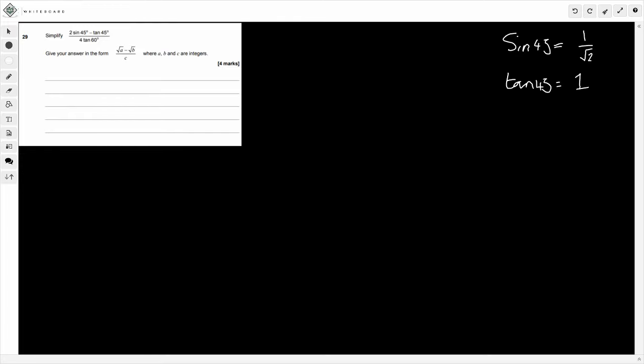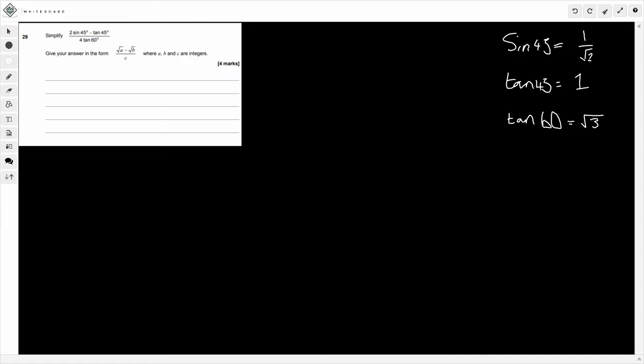And then finally, tan 60. This one's a little bit trickier to remember. Tan 60 is just root 3. So square root of 3. So these are the three angles that we need. Now we have 2 sine 45. So sine 45 is 1 over root 2. Now the 2 times this is a bit of a clue.